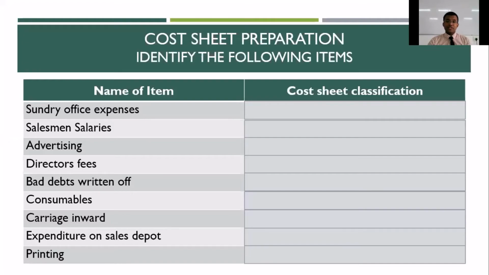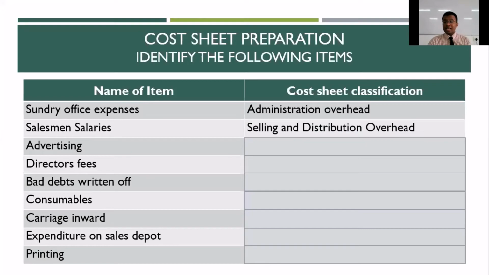Sundry expenses. The first one is sundry expenses. Sundry means miscellaneous, and it's an office expense. So that will be an administration overhead, to be specific, an indirect expense. Salesman's salary. I'm pretty sure this should have been easy for you by now. Selling and distribution overhead. Advertising.